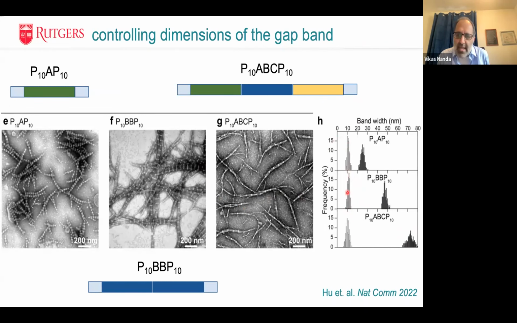and the light bands corresponding to the adhesive domains don't change in their width distribution, but the dark bands, which correspond to this insertion that we're putting in, its distribution of lengths scales with the length of the polypeptide that we've inserted in there. So we can control the dimensions of this dark band by changing the length of the functional driver.